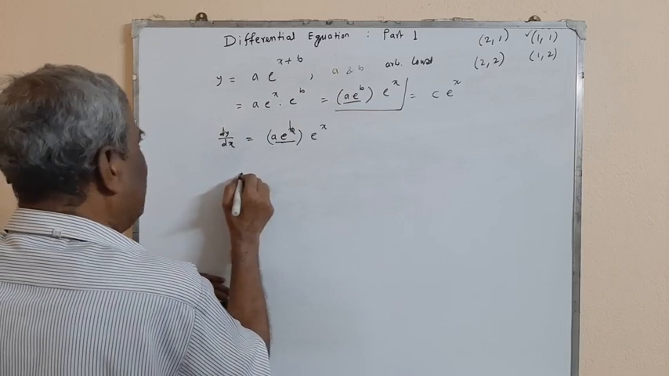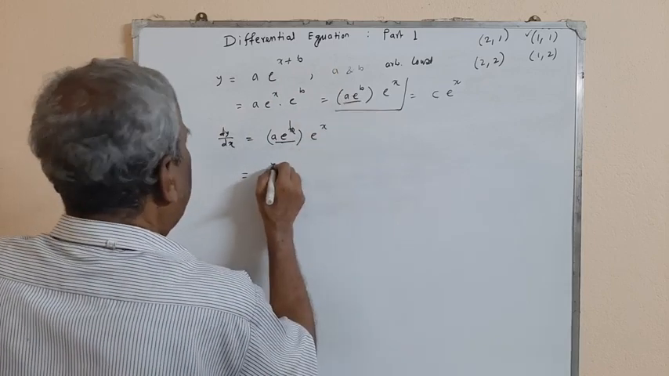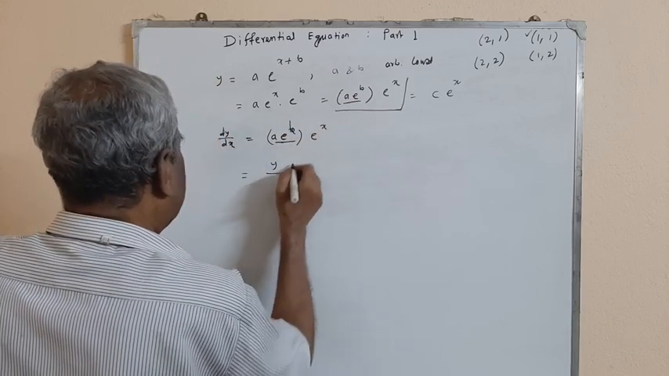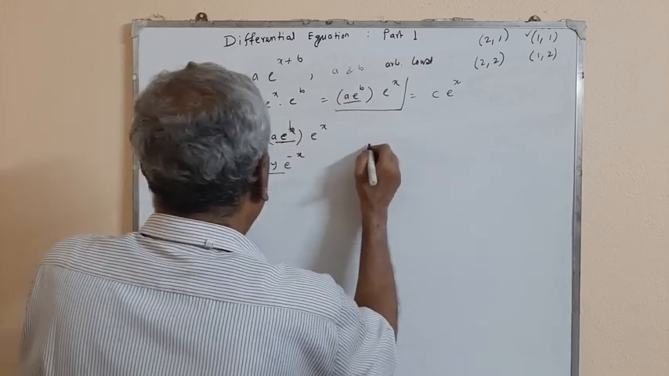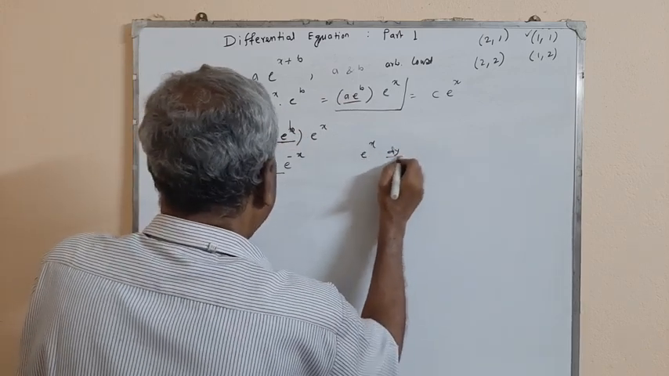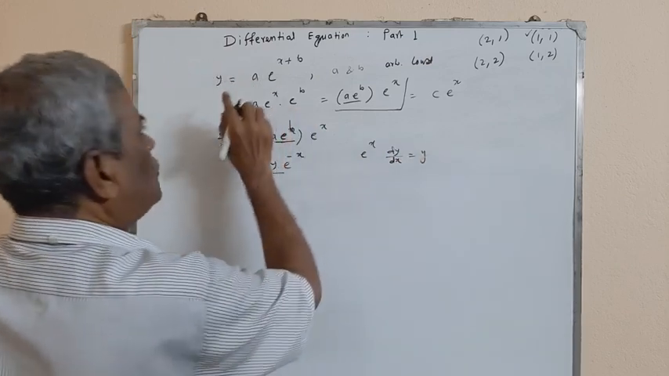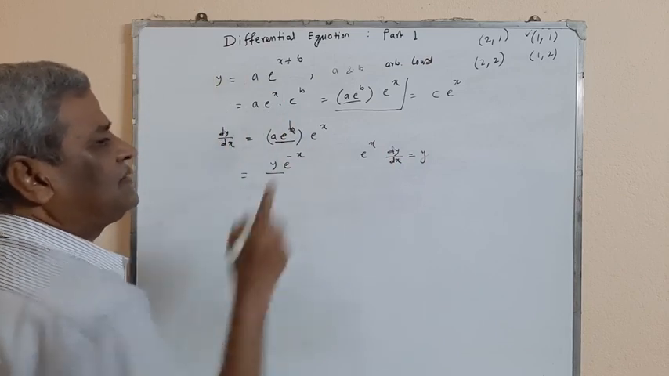So dy/dx is equal to y by e to the power x, that is, y e to the power minus x. So e to the power x dy/dx is equal to y. This is the corresponding differential equation.